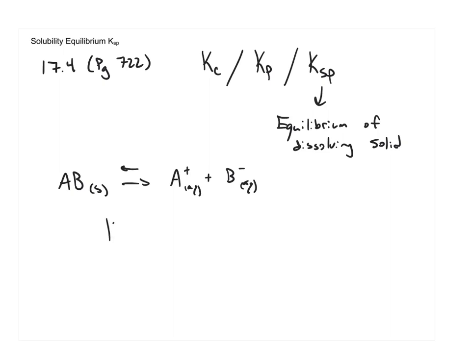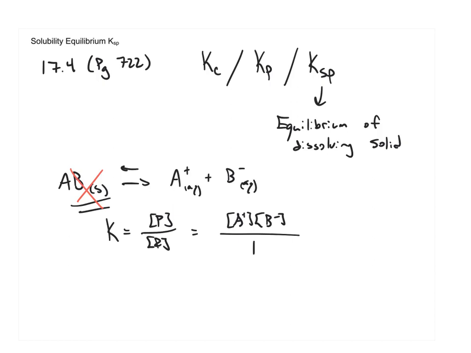Now the equilibrium expression, remember, is the concentration of products over the concentration of reactants. And in this case, it's the concentration of A+ and B-. But the denominator in this case, because it's a solid, does not happen to be included in the equilibrium expression. Remember, when you're doing equilibrium expressions, only aqueous and gaseous species are in the equilibrium expression.